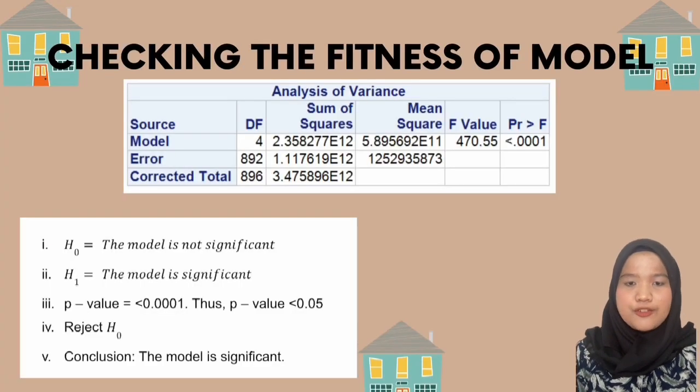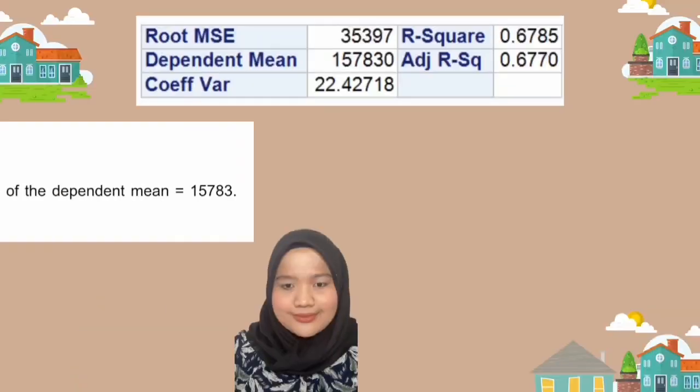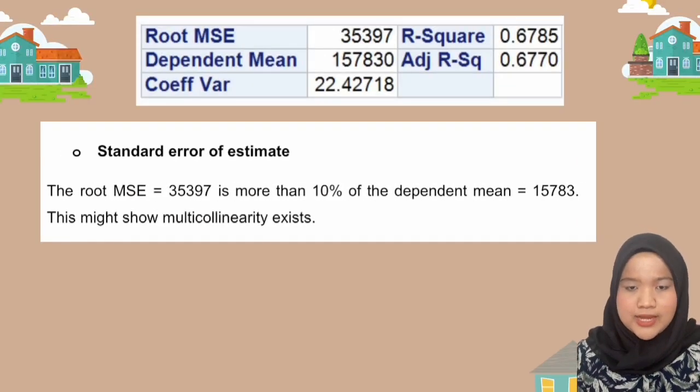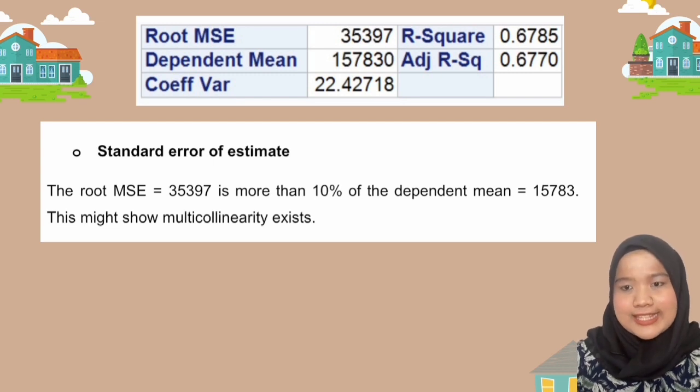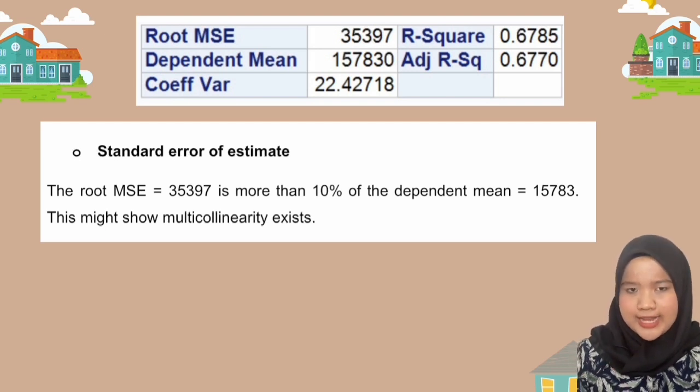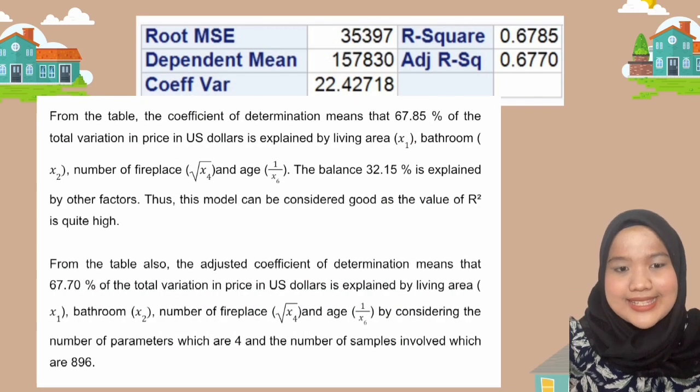Checking the fitness of model by using F-test. The model is significant because the p-value is less than alpha, which is 0.05. For standard error of estimate, the root MSE is equal to 35,397, which is more than 10% of dependent mean, which is equal to 15,783. This might show multicollinearity exists. R-squared and adjusted R-squared.